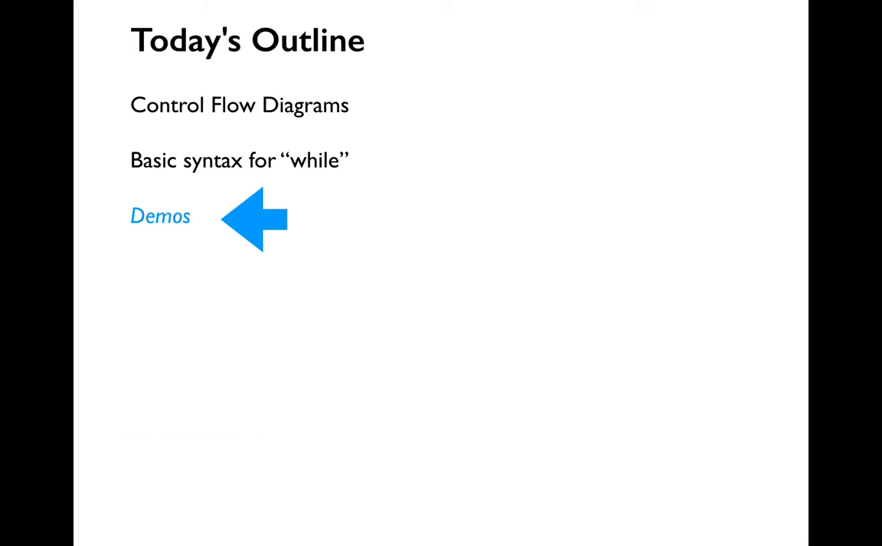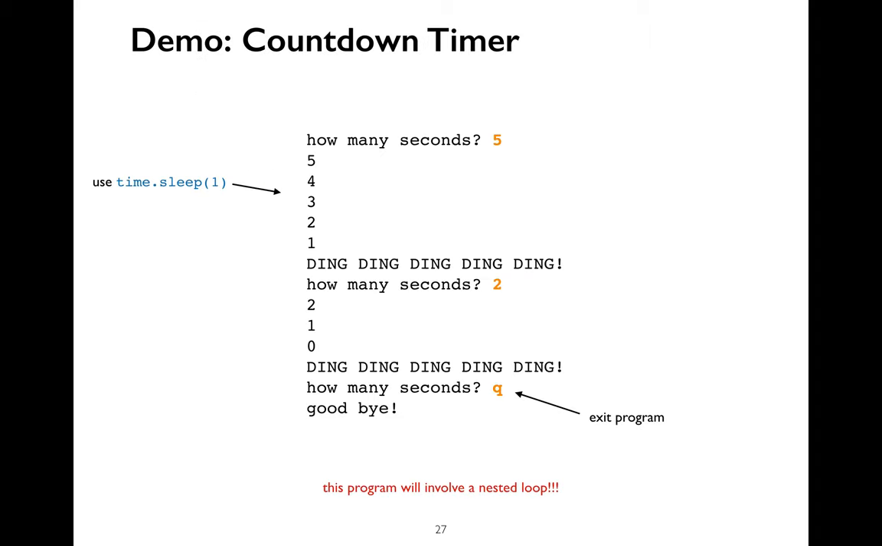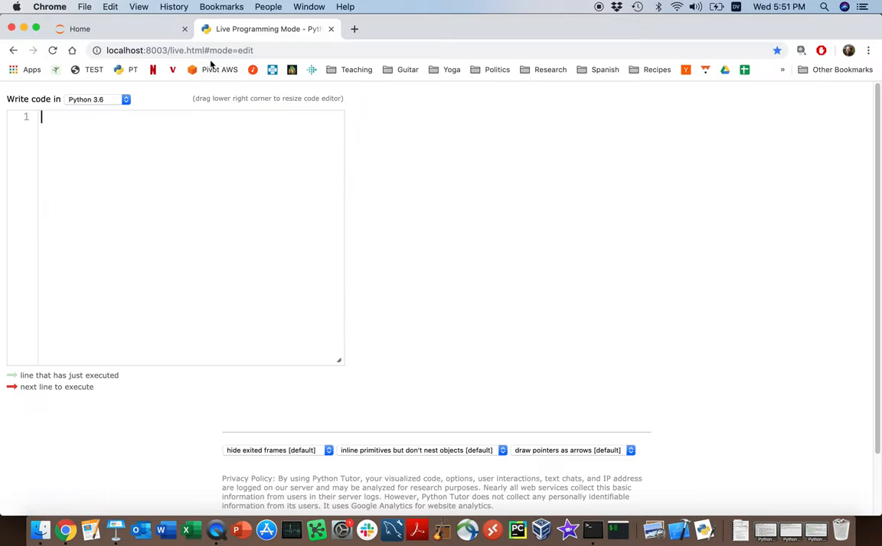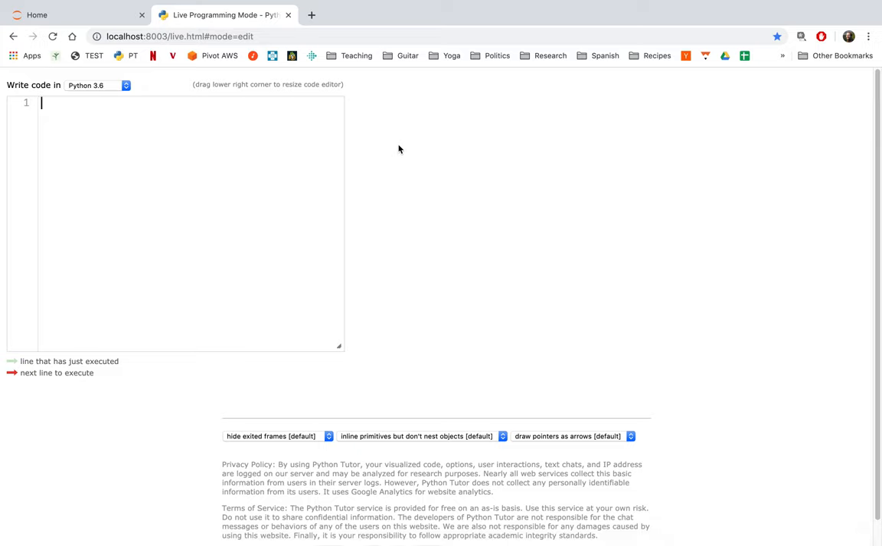Okay, so I'm going to spend most of the time doing some coding demos to get you used to how this is working. Some of these will be in Python Tutor, some will be in a notebook. Well, one of the things we can do with loops is we can count. And this is kind of a complicated example, so let me start with a simpler example. I'm going to head over to Python Tutor, and let me make this larger. There we go.